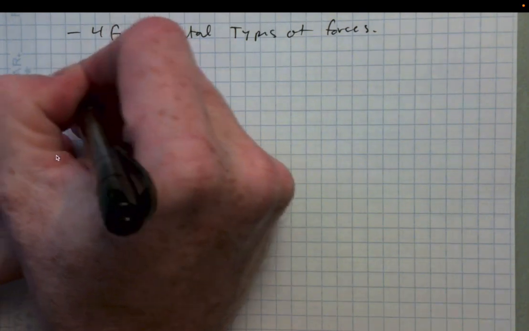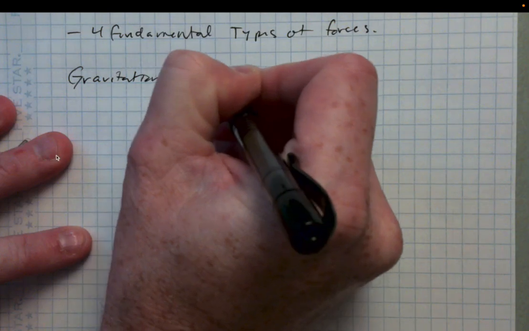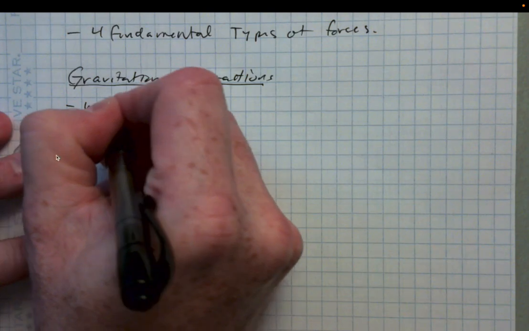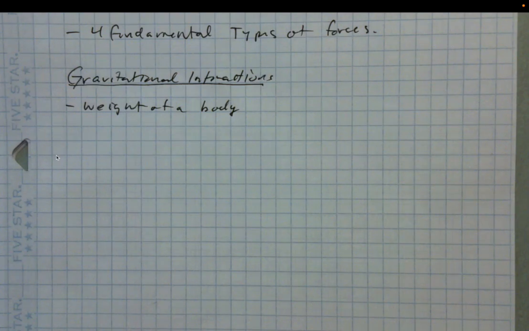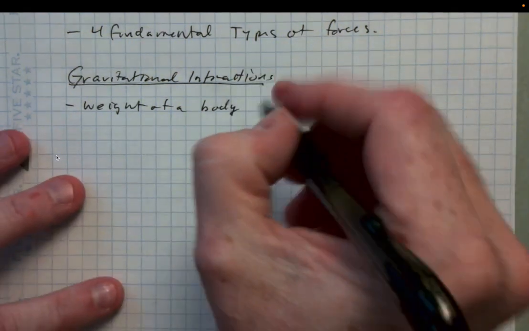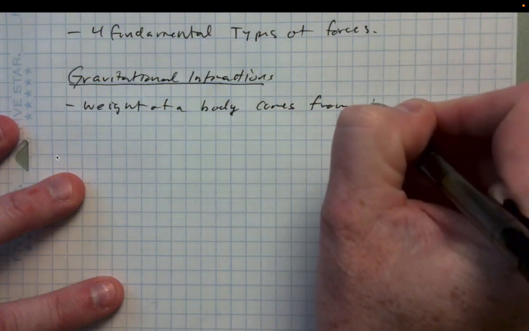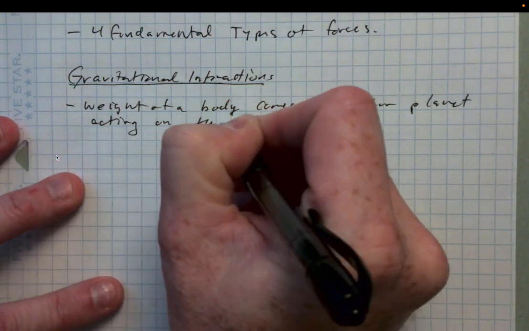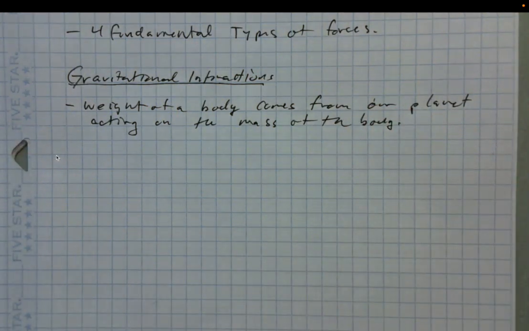So the first one is gravitational interactions. We've seen lots of examples of this. Weight of a body: the weight of a body comes from our planet acting on the mass of the body. So we know that W equals mg, the mass times the gravitational acceleration. And so we've seen that.